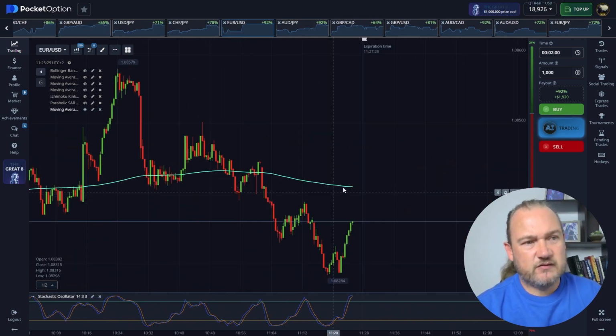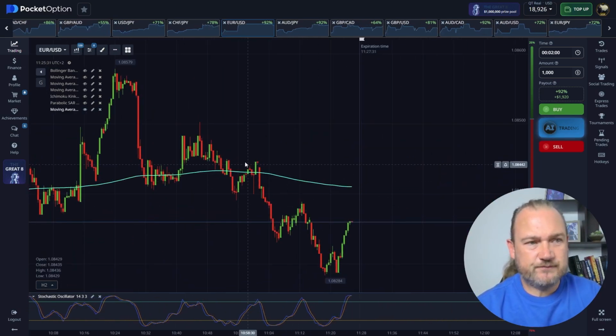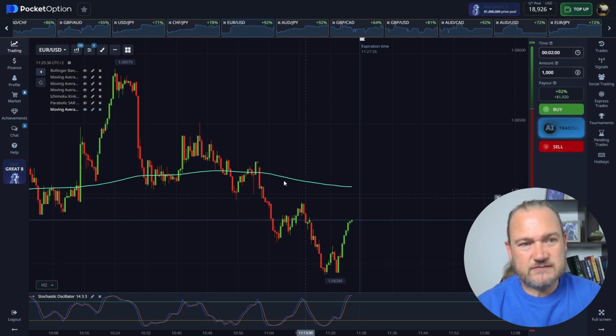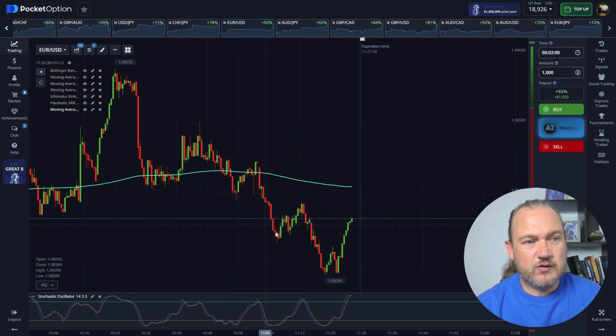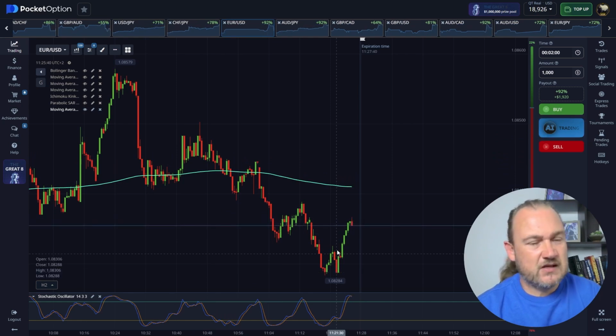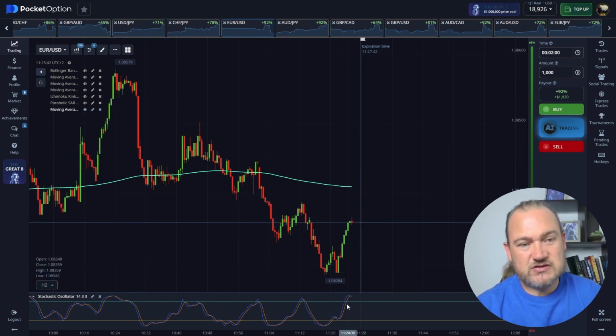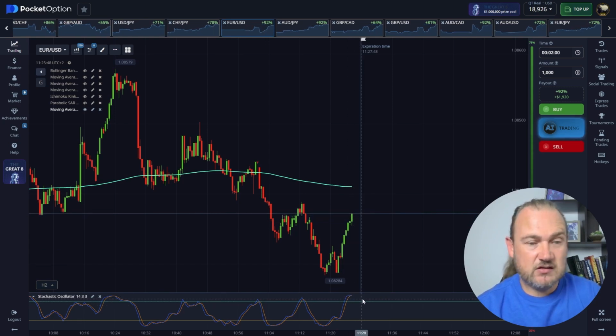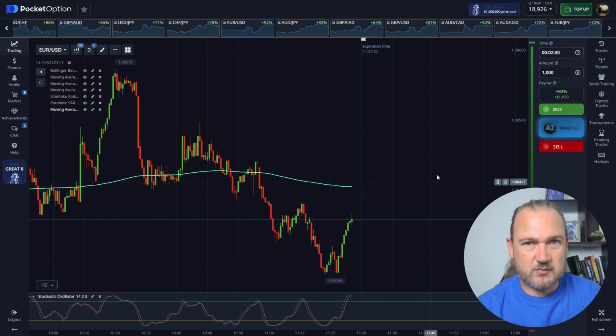Price has broken through the moving average. We can see that we're making new lower highs, so we are in a downtrend. We're also making lower lows. So what we're going to do now is wait for the stochastic to turn down. If the stochastic turns down and leaves the overbought zone, we're just going to take a sell in the direction that price is moving. It's as simple as that.